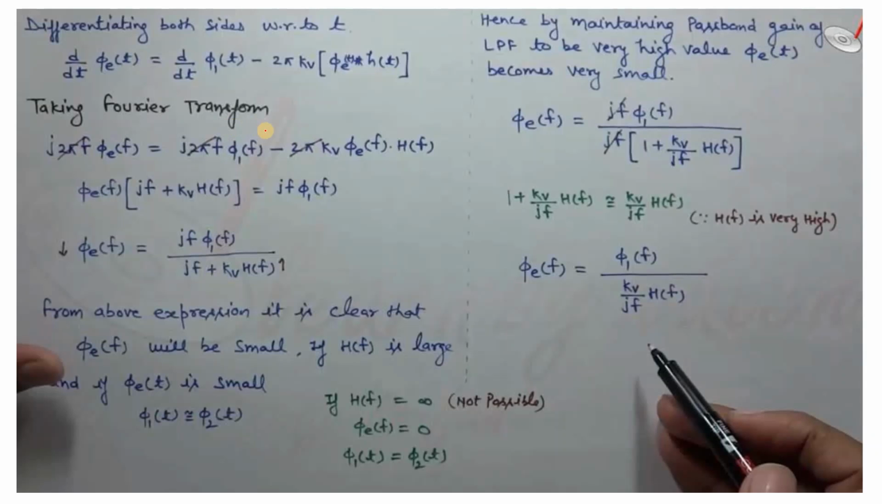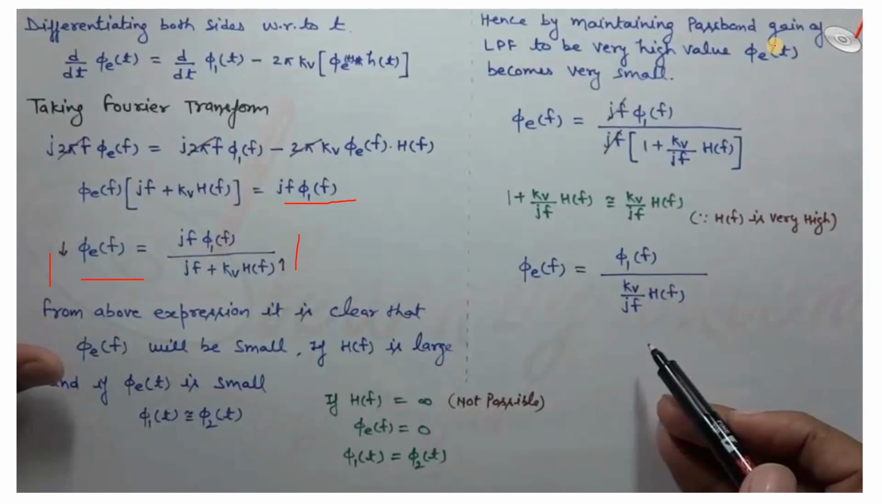Taking the Fourier transform of this, the result is j f φ1(f). Then φe(f) is equal to j f φ1(f) divided by (j f + kv H(f)). When H(f) increases, then φe(f) is going to decrease. From the above expression, it is clear that φe(f) will be small if H(f) is large, and if φe(t) is small, then φ1(t) is almost equal to φ2(t). H(f) cannot be infinite, that is not possible.